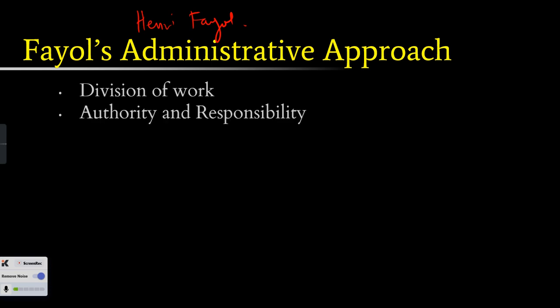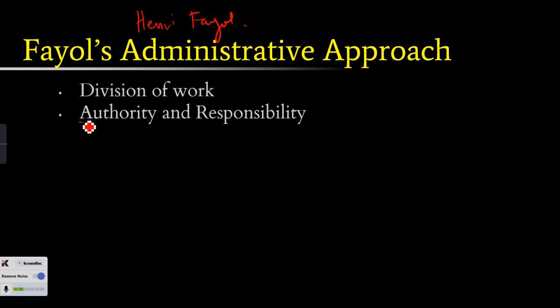Next one, authority and responsibility. So the management has the authority to give orders to their members so that it comes with corresponding responsibility.